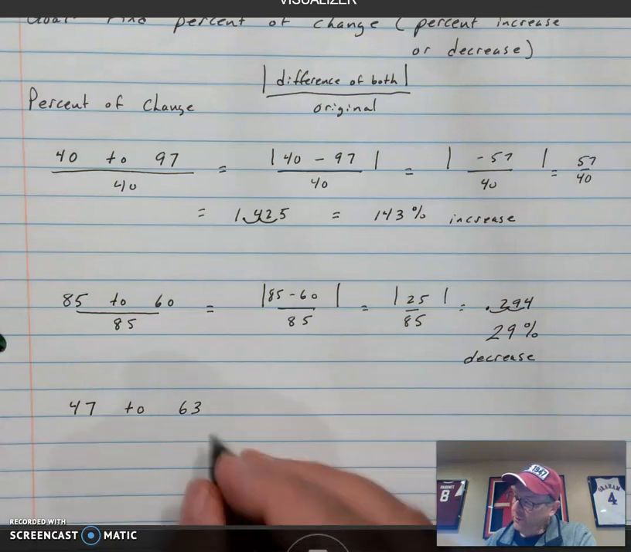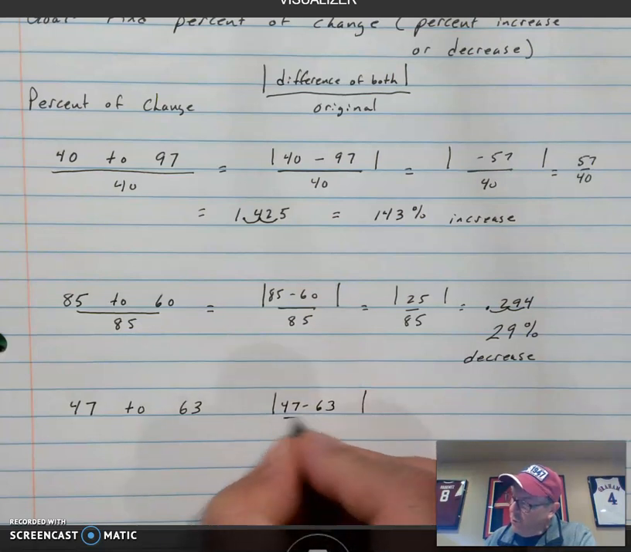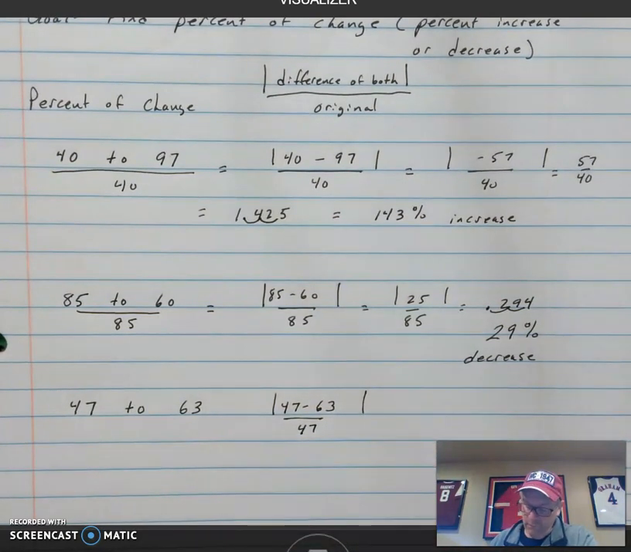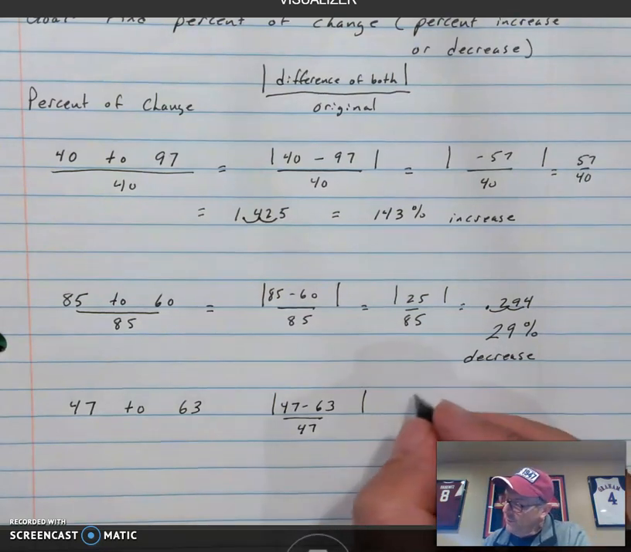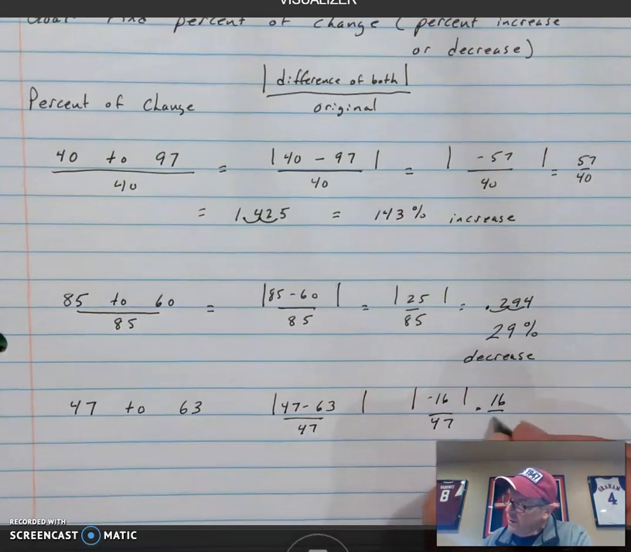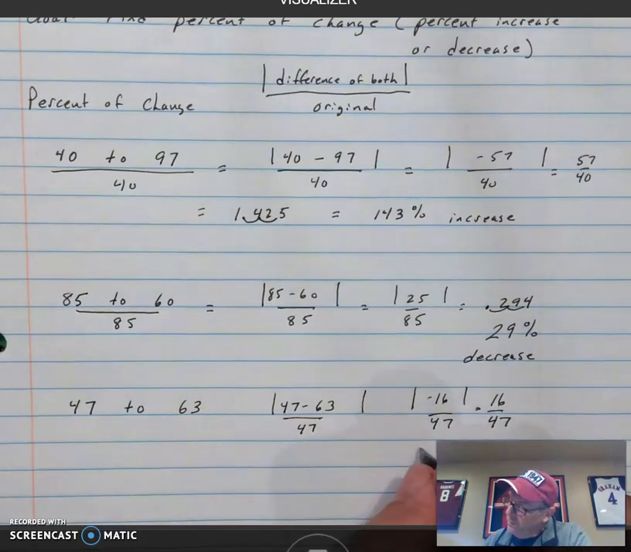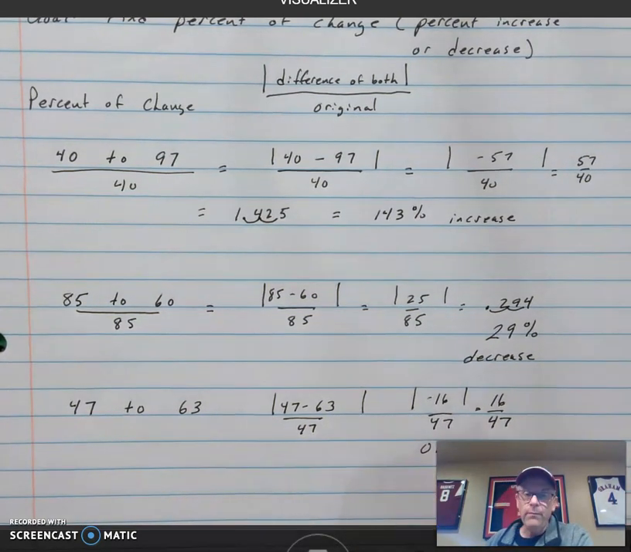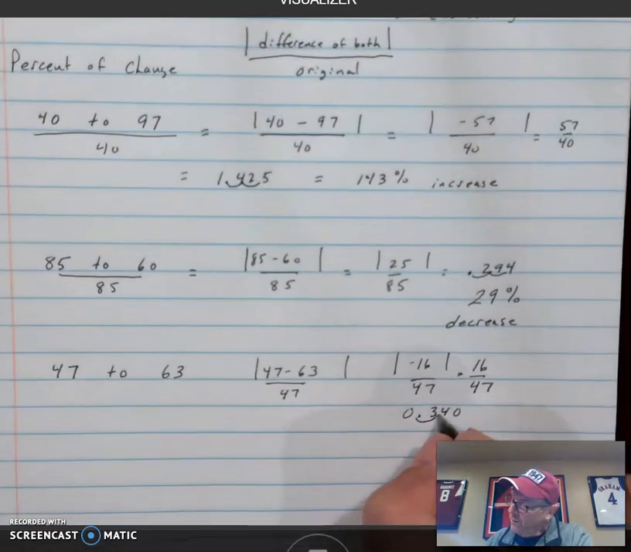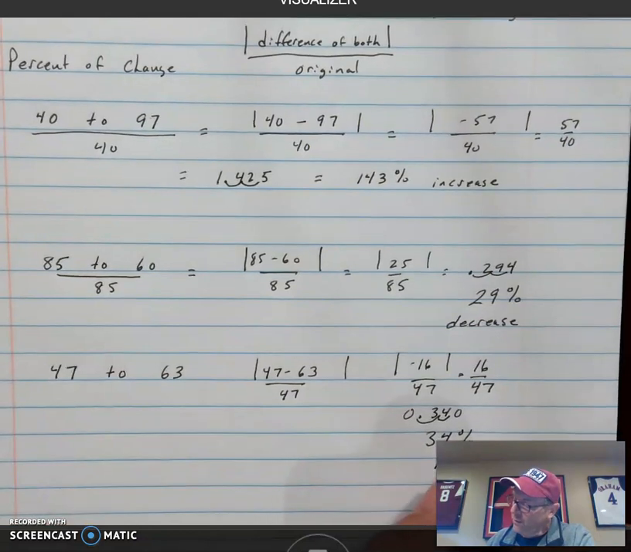We're talking about the absolute value, 47 minus 63 over 47. Absolute value of negative 16. 16 divided by 47. So if we do 16 and we divide it by 47, we get 0.340. We want to go ahead and make that 34%. Since we went from 47 to 63, it's a 34% increase.